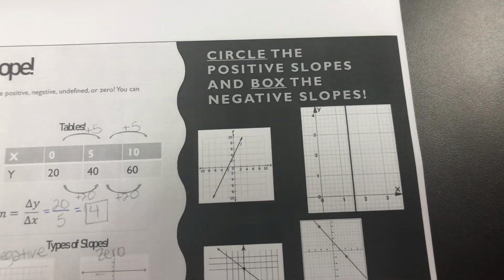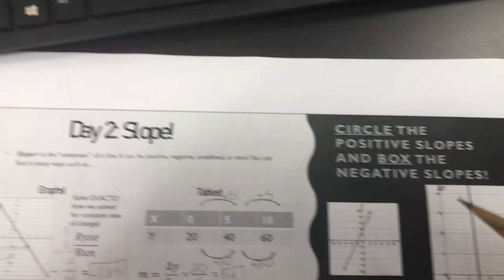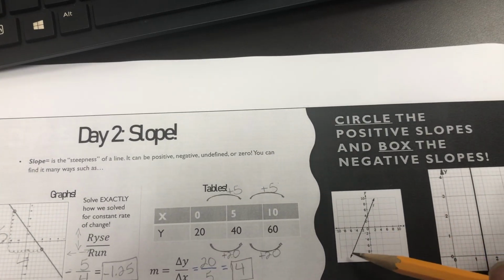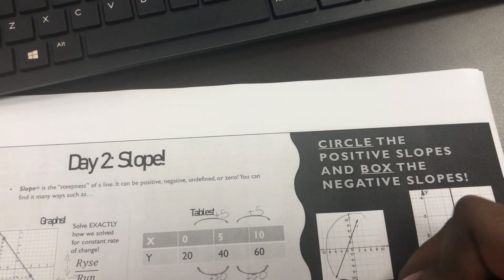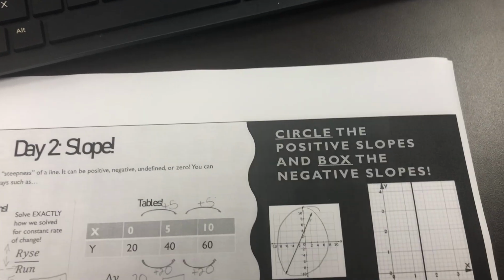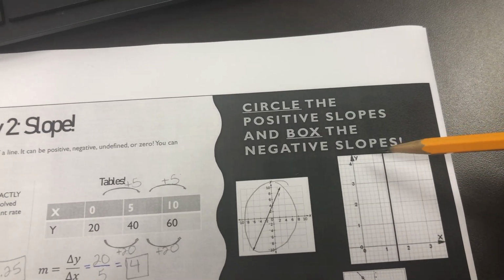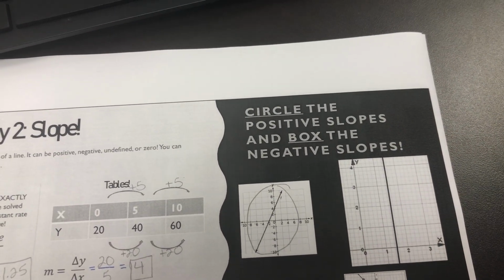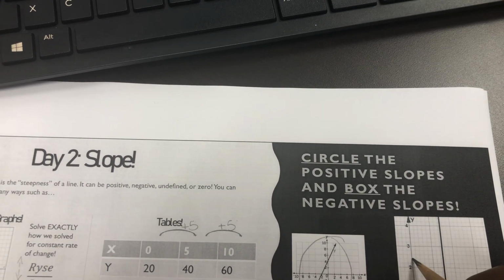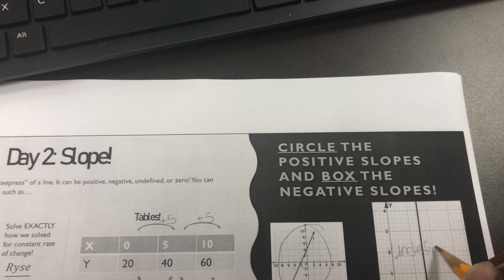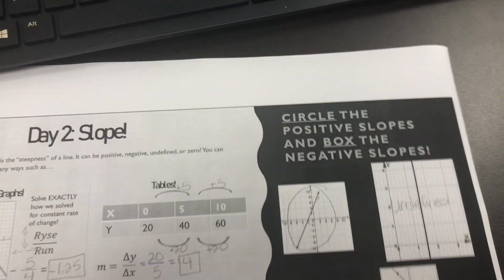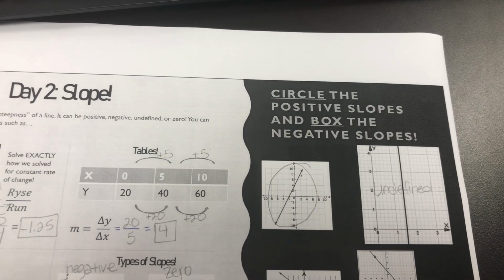Okay, so hopefully on this first one right here, since this is a positive slope, if you look from left to right, we circled it. All right, on this one, that one's undefined, so we can't do anything to it. In fact, we'll just write right on it, undefined. And that'll just have to be it for that one.